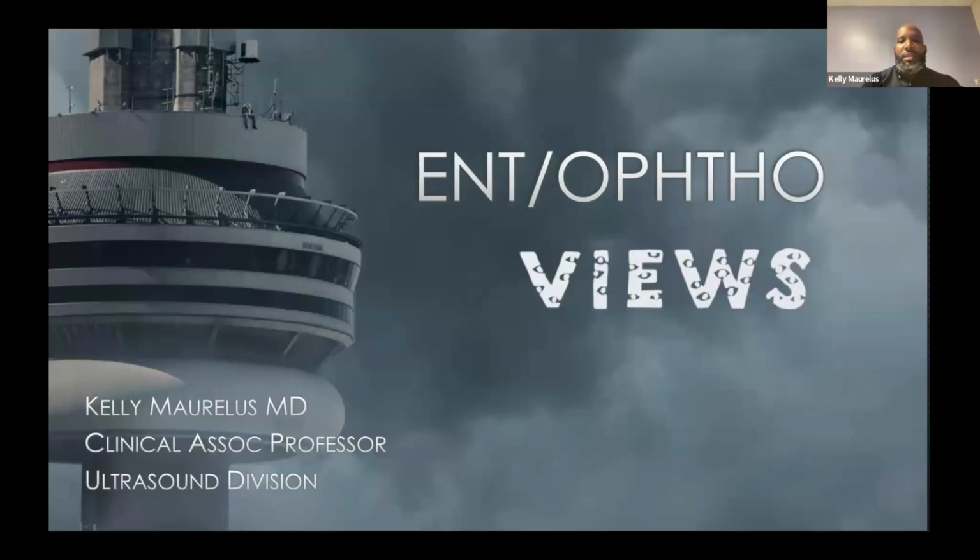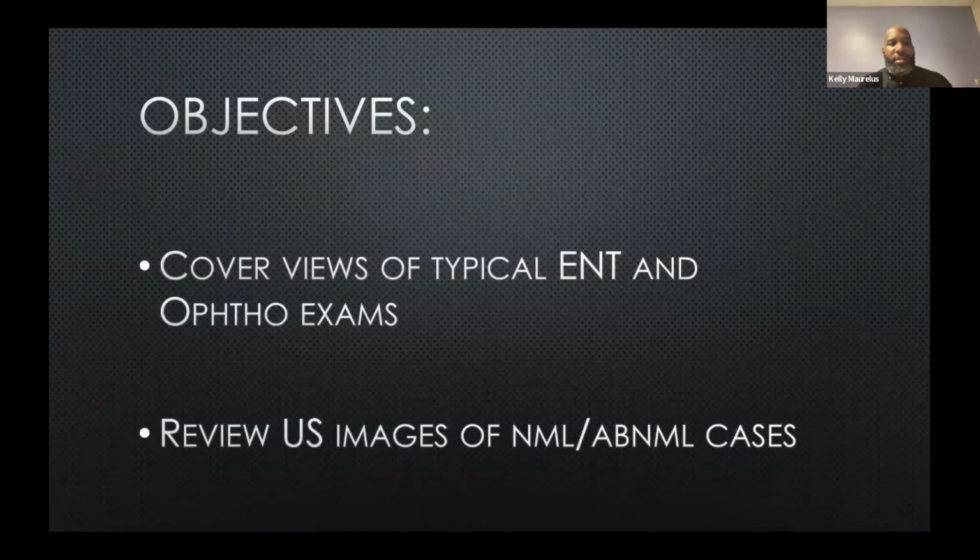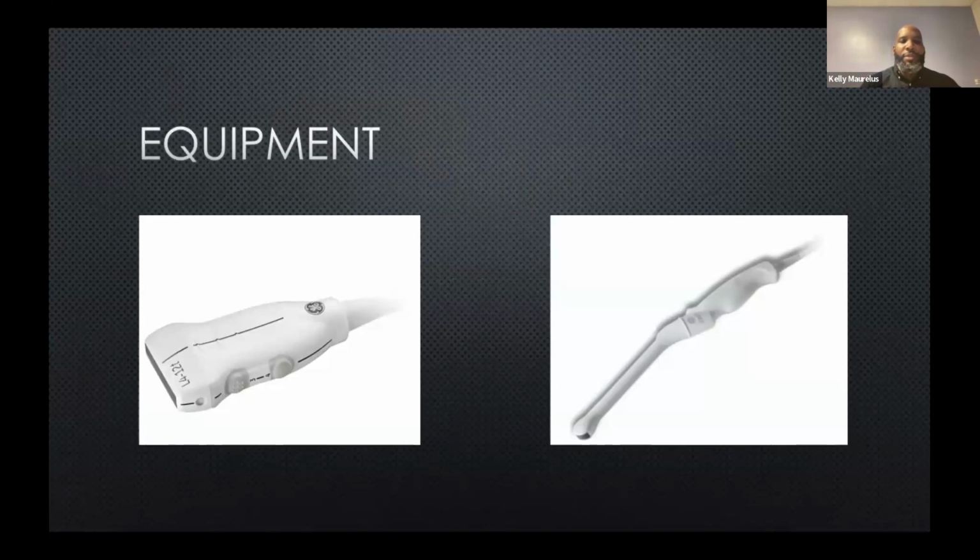We're going to talk about ENT and some ocular views. Some objectives of this small talk: typical ENT and ocular examinations, as well as viewing some images using ultrasound, obviously. And we'll talk about some cases that are normal as well as abnormal. So first things first, you're going to use a high frequency probe. We have two probes, linear as well as your endocavitary probe.